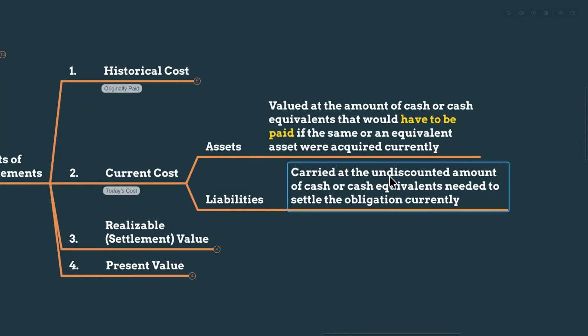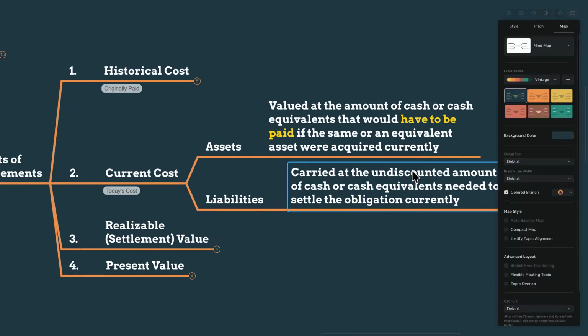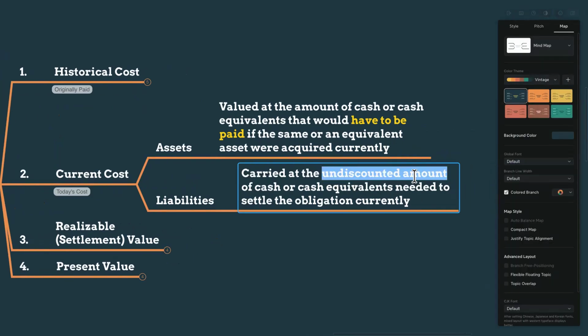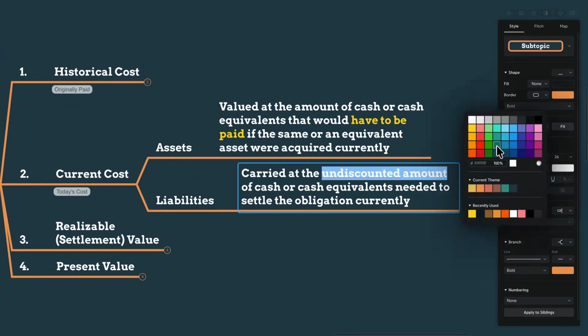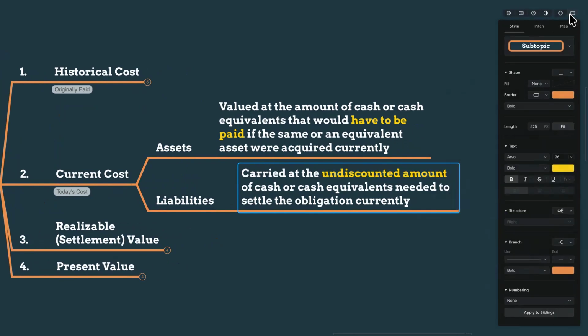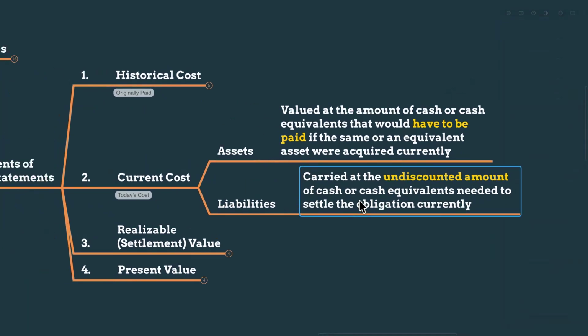And liabilities in the current cost system are carried at the undiscounted amount of cash or cash equivalents needed to settle the obligation currently. You are not discounting because of some reduction because of inflation or something, but you are thinking about, okay, if I'm going to settle the amount I got before, how much do I have to pay, and you are recording that, right?